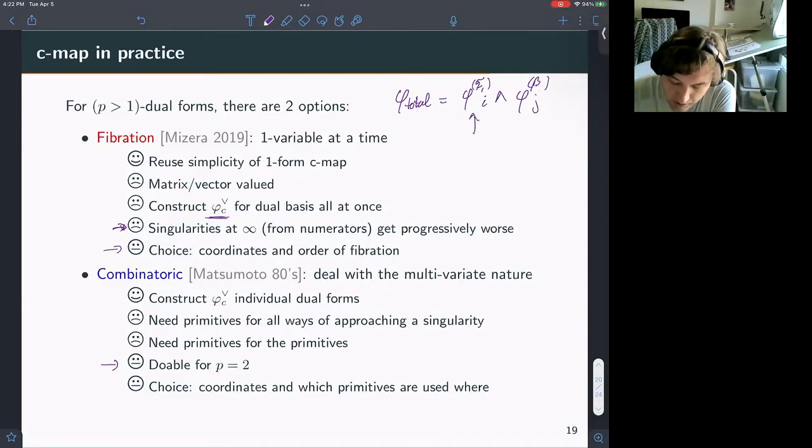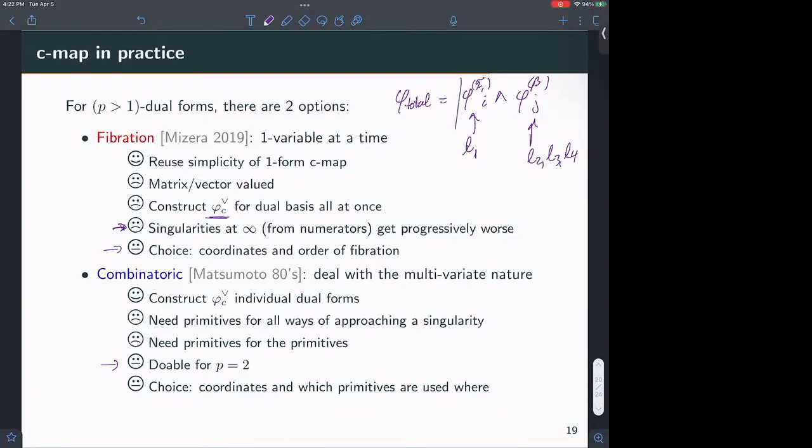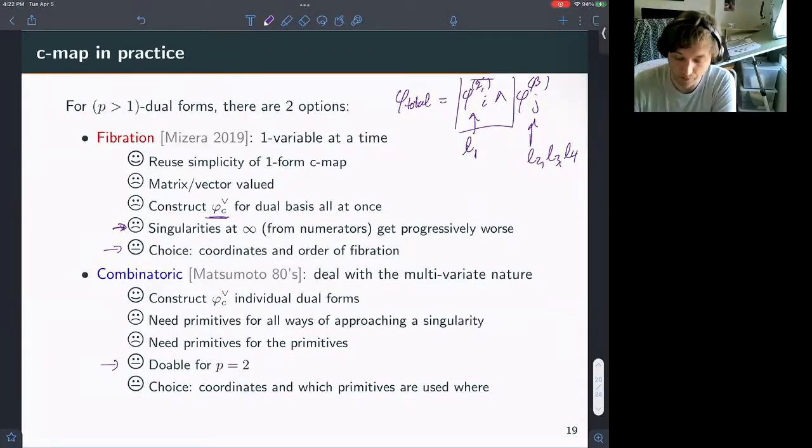You know, so this guy will maybe contain the loop component L1, and this guy won't. This will be only L2, L3, L4, for example. And then I can perform the intersection on the fiber, and then I'm left with just an intersection on the base after that.